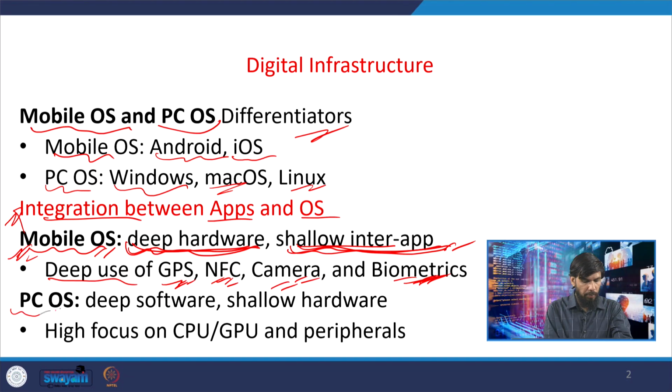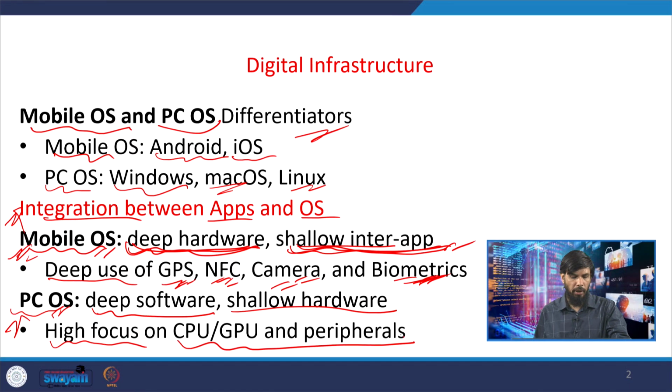But if we look at the PC operating system, the whole scenario changes. In the PC operating system, there is deep software integration. That means the interaction from one app to another app is much easier, much smoother. And when we talk about the hardware, there is shallow hardware integration. Why? Because the main focus is on the CPU, GPU and peripherals, right. It is more about multitasking, many applications running at the same time, and the CPU and GPU catering to those kinds of scenarios.